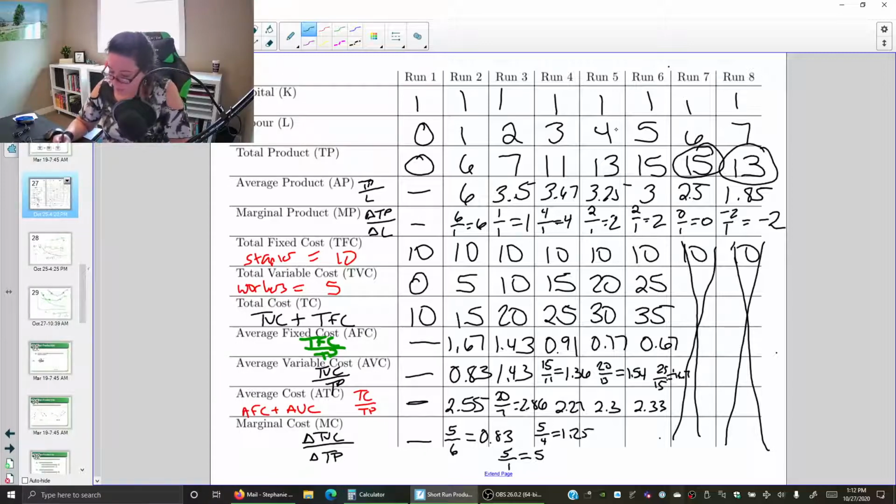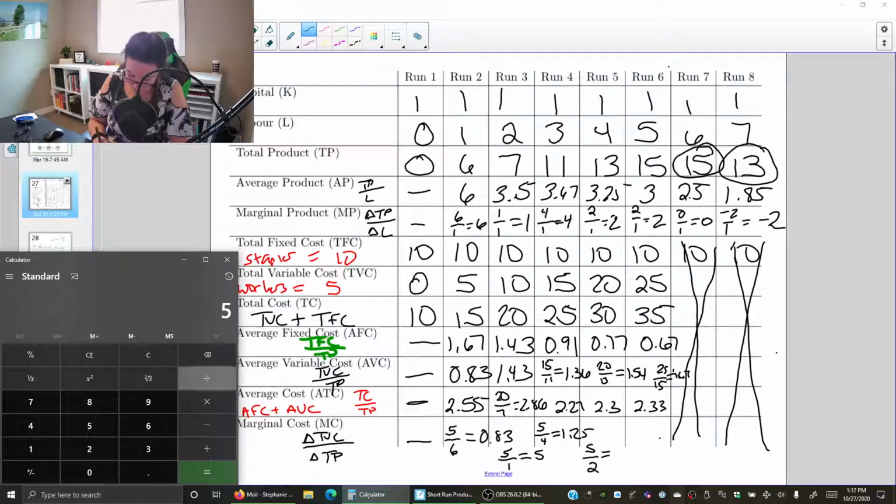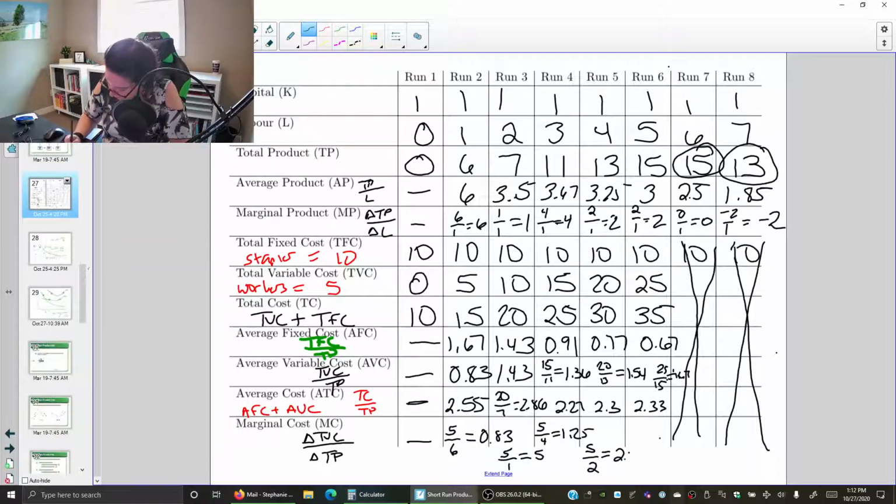Then we go from 3 workers to 4 workers. We pay $5 for that extra worker. And our output goes from 11 to 13, so that's a change of 2. And 5 divided by 2, which of course you can do off the top of your head or you can put into your calculator, is 2.5. And then lastly, we go from 4 workers to 5 workers. It costs an extra $5 for that 5th worker. And the output goes from 13 to 15, which is a change of 2.